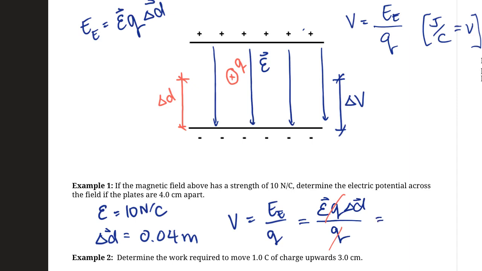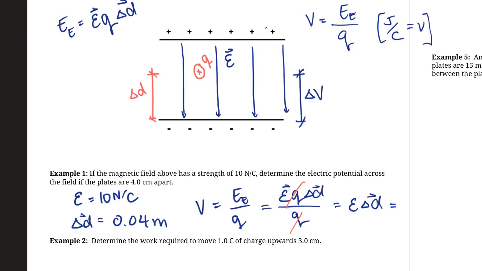So to do this, all you need to do is take the field strength times the distance between them. If we do that calculation, 10 newtons per coulomb times 0.04 meters gives us a value of 0.4. And the units are newton meters per coulomb. Newton meters are a joule, so it's joules per coulomb, which is a volt. Basically, if you use all the basic units, it's going to come out as a volt.